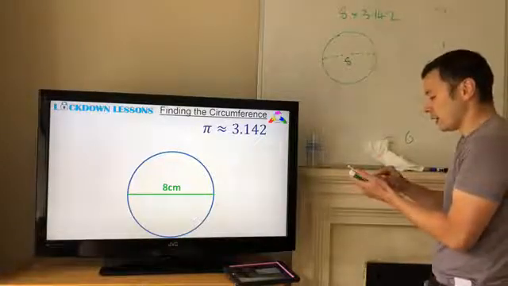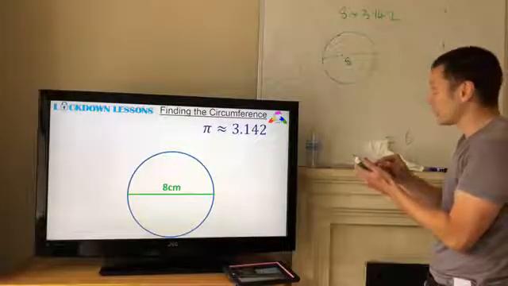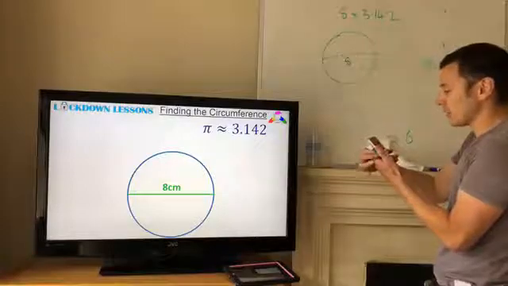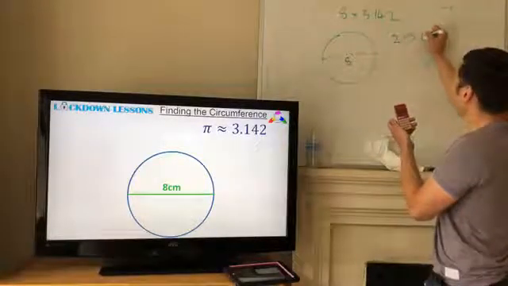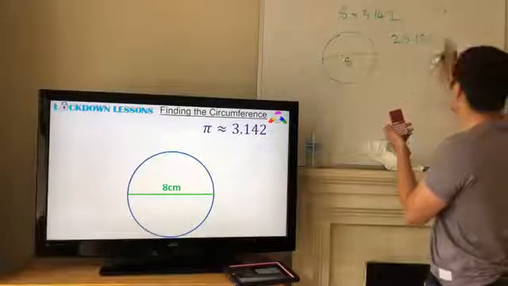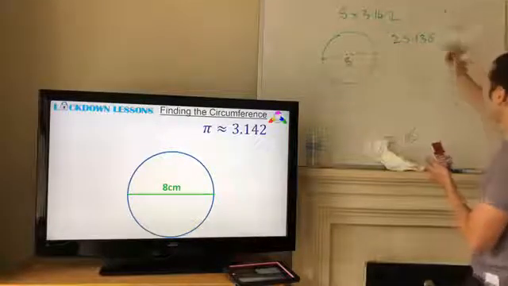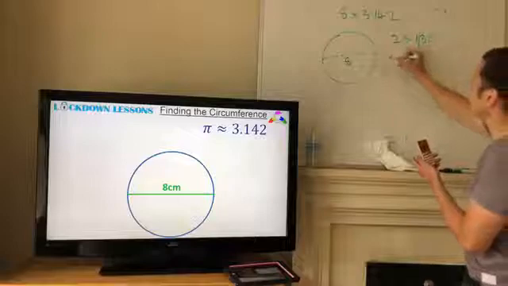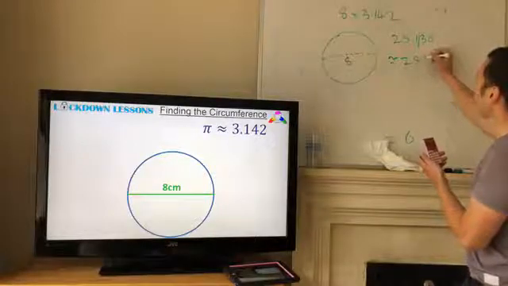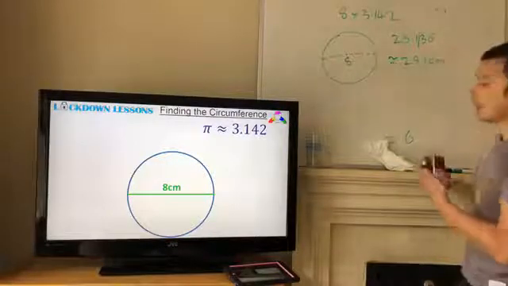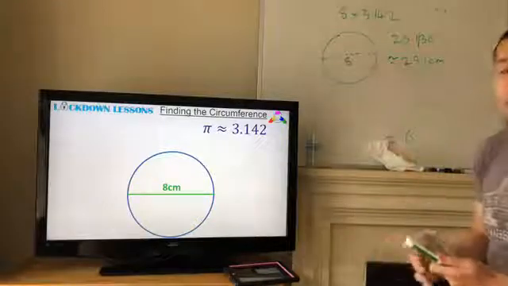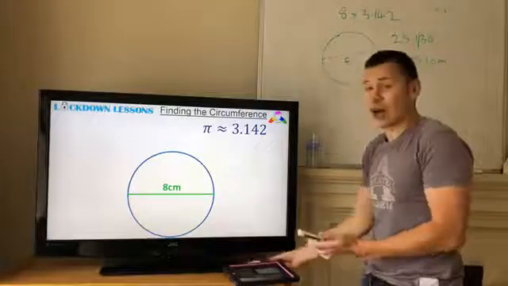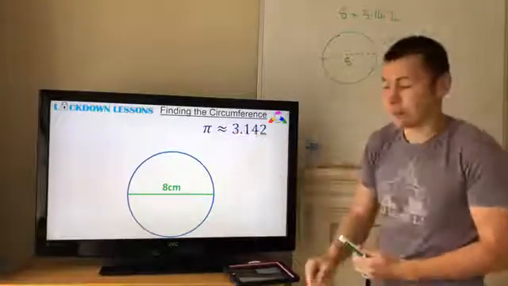So if I did 3.142 times 8, that's going to give me an answer of 25.136. We're going to leave all of our answers to one decimal place, so that is going to be 25.1 centimetres. So that's an example there for how to find the circumference of a circle. It's not a bad formula if you're happy using pi.